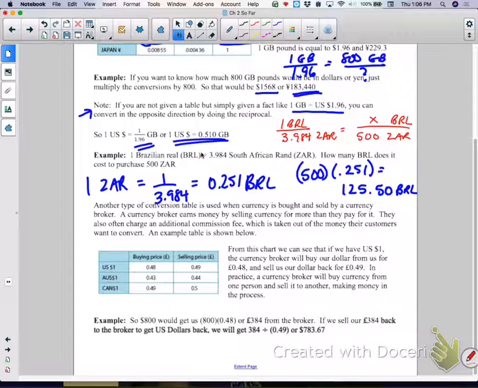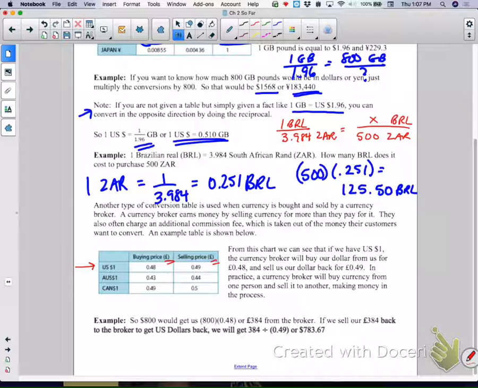In this case, this first one here, we have a table. Currency brokers earn money by selling currency for more than they pay for it. They often charge an additional commission fee, which we'll look at in a minute, which is taken out of the money that the customer wants to convert. So in this particular table, notice all these prices are in pounds. Let's say that you are in Great Britain and you have some U.S. dollars that you want to convert. When you give them those U.S. dollars, they're going to buy them from you for 0.48 pounds.